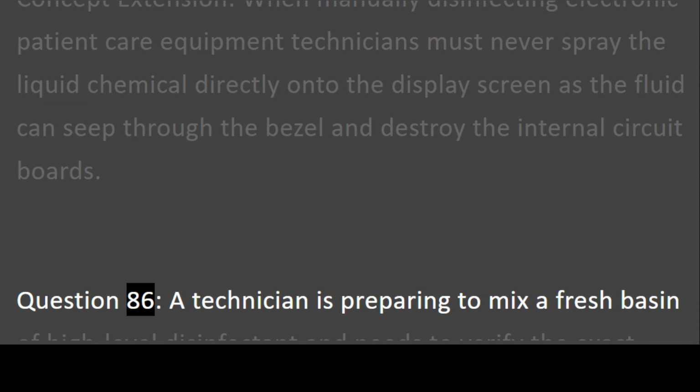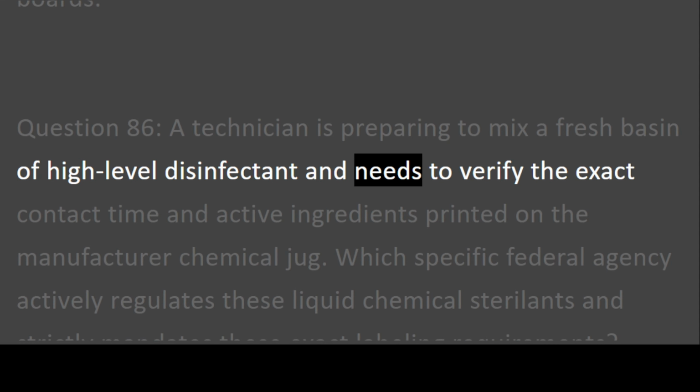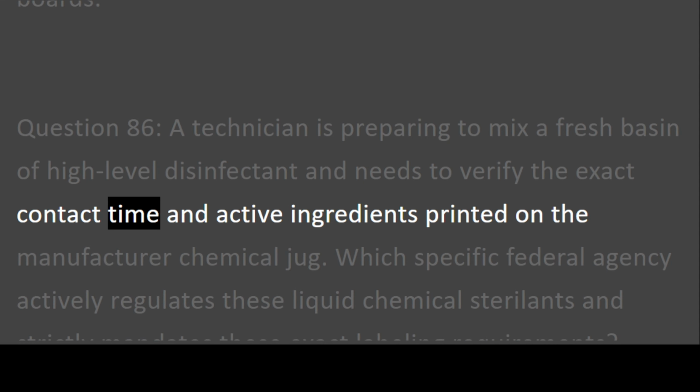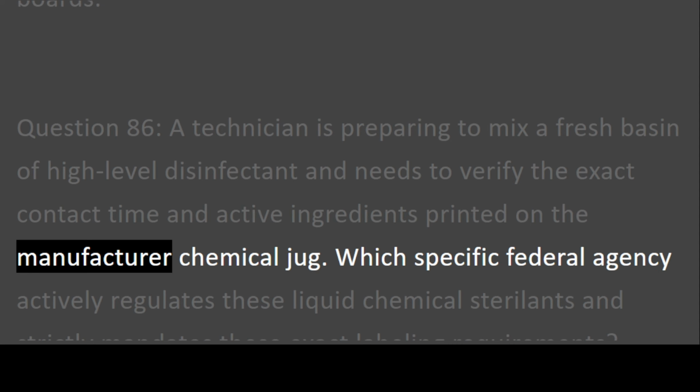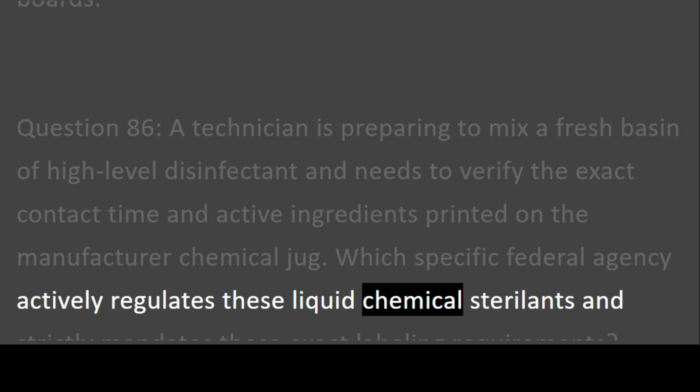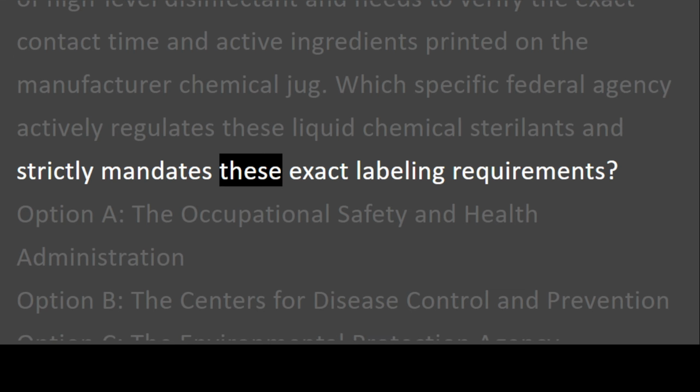Question 86. A technician is preparing to mix a fresh basin of high-level disinfectant and needs to verify the exact contact time and active ingredients printed on the manufacturer chemical jug. Which specific federal agency actively regulates these liquid chemical sterilants and strictly mandates these exact labeling requirements?